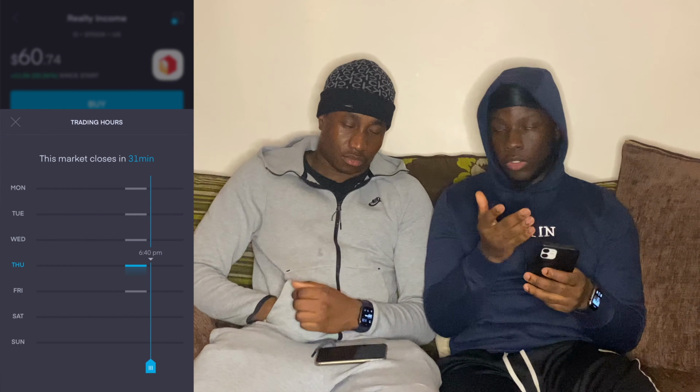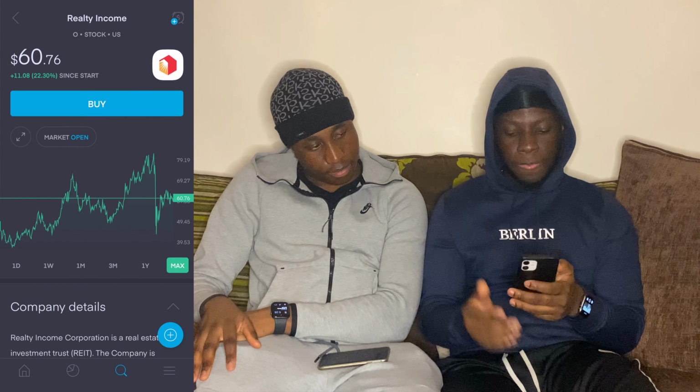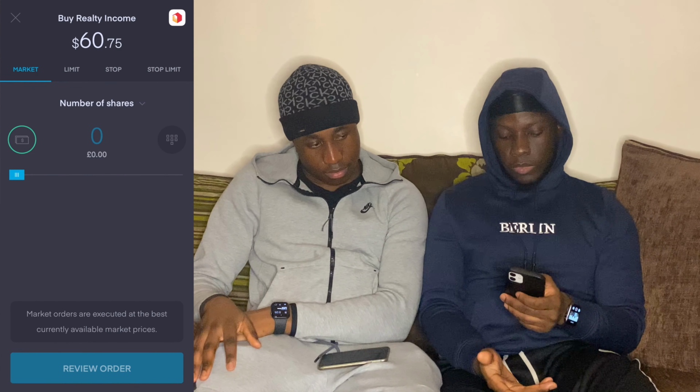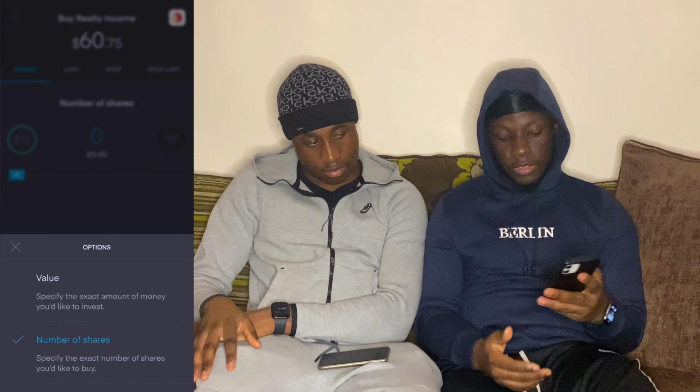But when it closes, it doesn't mean you can't buy. You can buy it. It just means the money and stuff will go through the next day whenever it opens. So right now, you have £100 to work with. Realty Income is a very good stock. I would recommend it myself, but again, it's up to you.